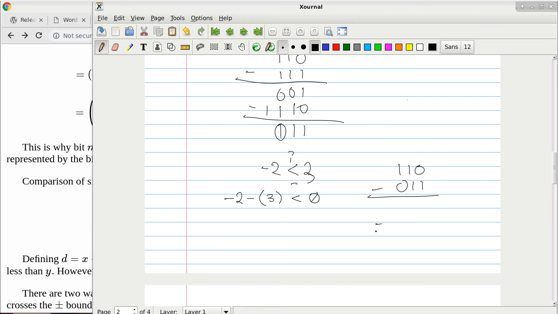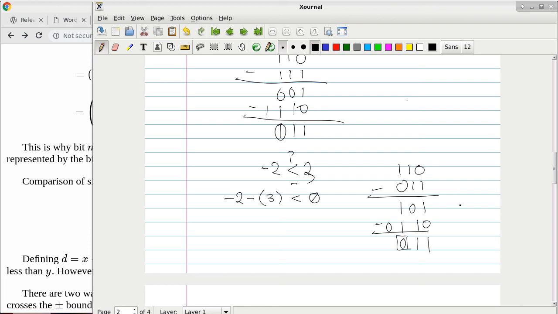No big deal. 0 minus 1 is a 1 with a borrow. 1 minus 0 is a 1. 1 minus 1 is a 0. 0 minus 1 is a 1 with a borrow. 1 minus 0 is a 1. 1 minus 1 is a 0. There's no overall borrow. I don't even care about the borrow. I look at the sign bit of the difference. This tells me that negative 2 is not less than 3 because the sign bit of the difference is a 0, not a 1.